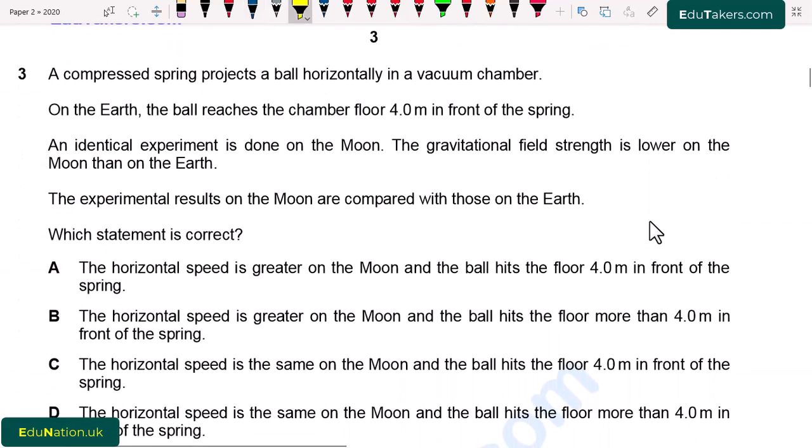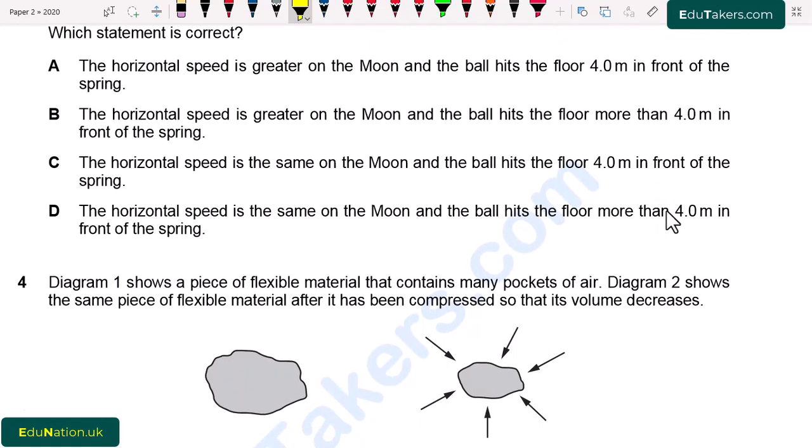Question number 3. A compressed spring projects a ball horizontally in a vacuum chamber. On the earth, the ball reaches the chamber floor 4.0 meter in front of the spring. An identical experiment is done on the moon. The gravitational field strength is lower on the moon as compared to the earth. The experimental results on the moon are compared with those of the earth. Which statement is correct? A. The horizontal speed is greater on the moon and the ball hits the floor 4.0 meter in front of the spring.